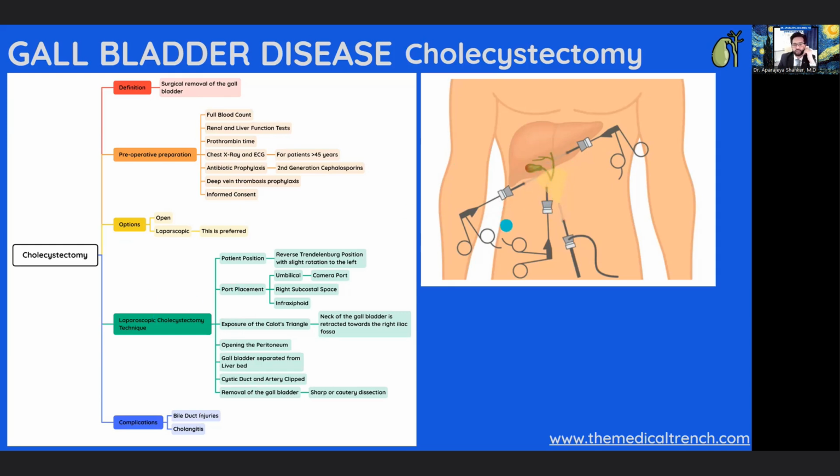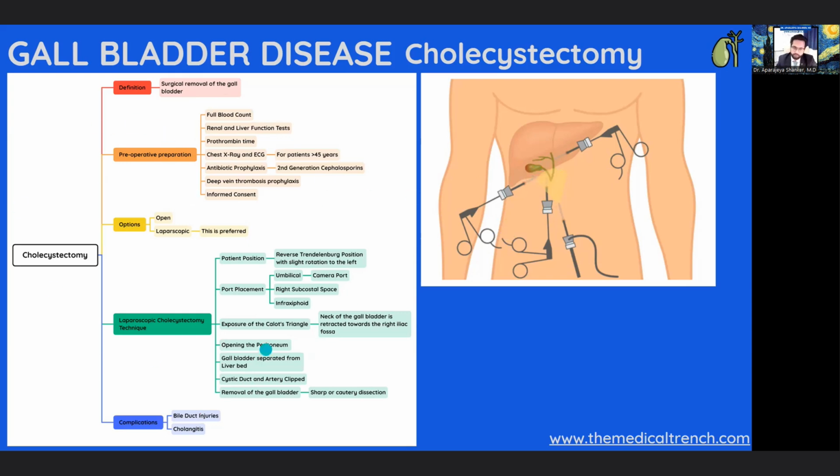So we have essentially 3 ports. One is the umbilical port, which is the camera port. You have the subxiphoid port, which is used for the right arm. And this is the left one, which is just a subcostal. And this allows you to grasp and use the 2 instruments. And sometimes you use a 4th port here, which is usually just below the right subcostal port. And this is used for retrieval of the gallbladder. So you just put it in a bag and this thing holds the bag and pulls it out.